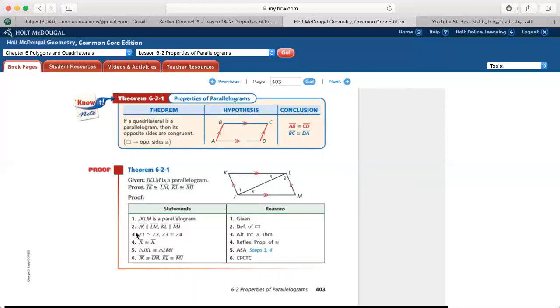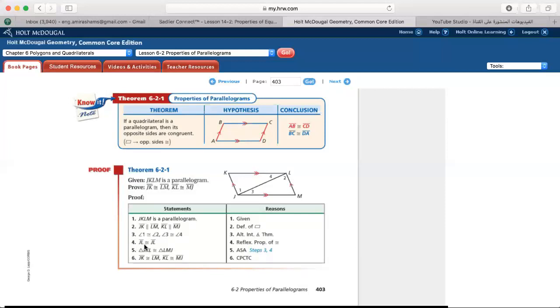Okay, let's move to the third statement. Number 3, angle 1 is congruent to angle 2 and angle 3 is congruent to angle 4. Why? The reason, because they are alternate interior angles. Why? Because alternate. You remember the Z letter? Okay.